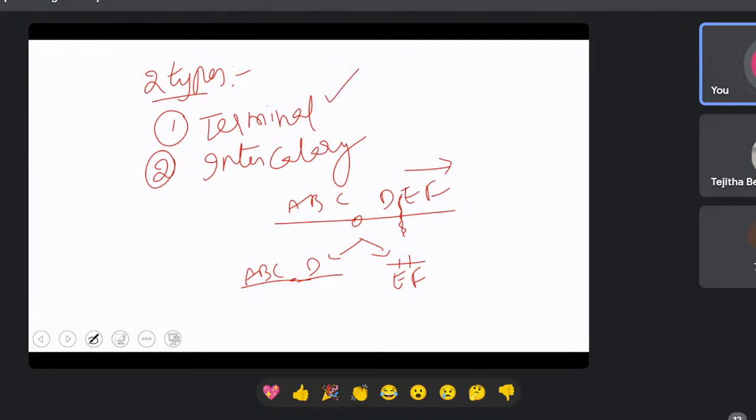Here only one break is required. In terminal deletion, one break only is required.